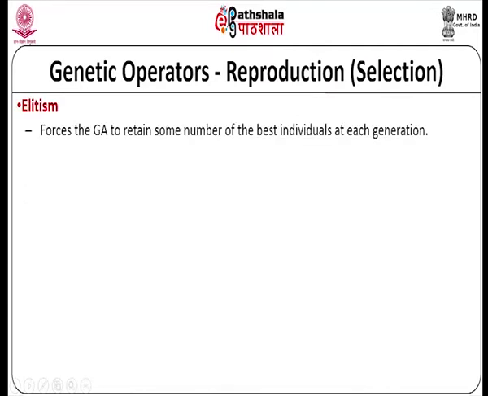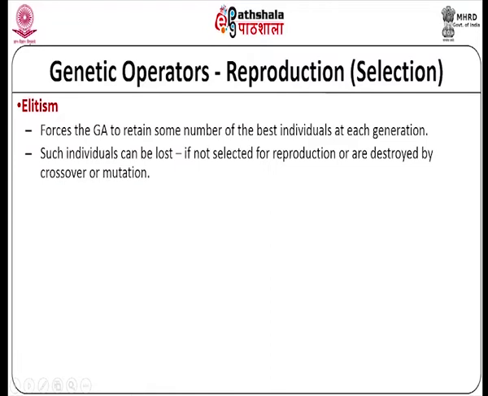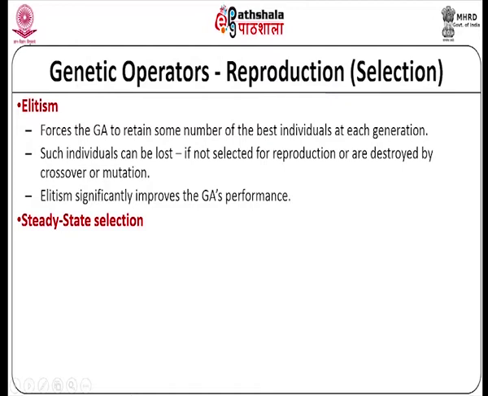Again, there is something called elitism. This forces the GA to retain the same number of the best individuals at each generation. So, here we want to maintain the same number of best individuals, and such individuals can be lost if they are not selected for reproduction in the next stage. Elitism significantly improves the performance of the GA.